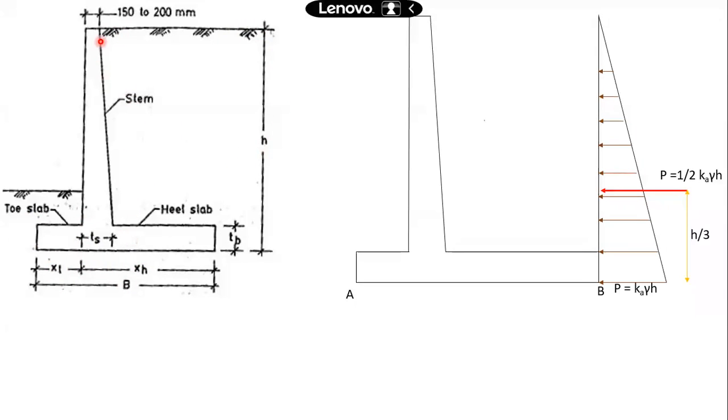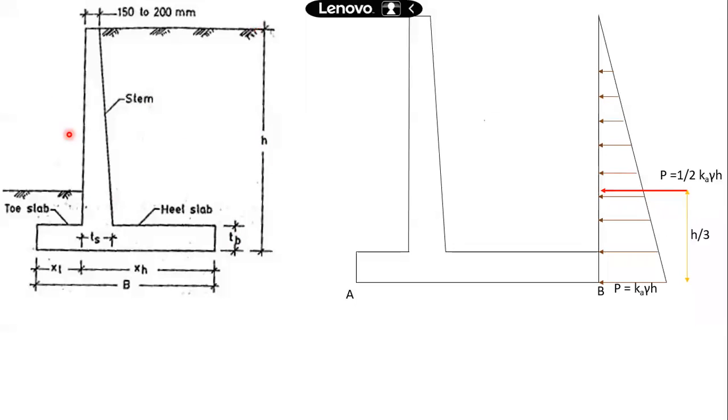This H represents the height of the retaining wall. Just note it also includes the thickness of this base slab, TB. This is the thickness of the base slab. So this total height includes the height of the stem plus the thickness of the base slab. This is the height of the retaining wall. So these are the components.